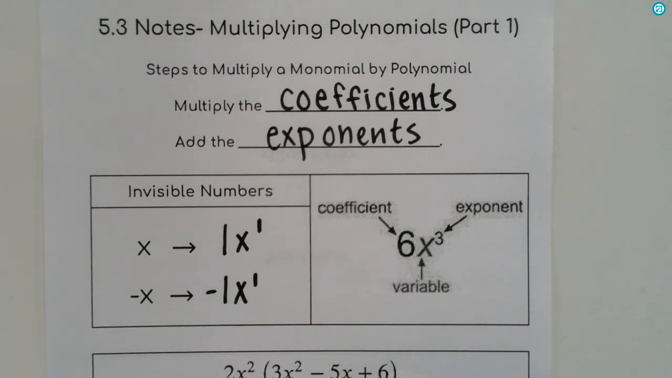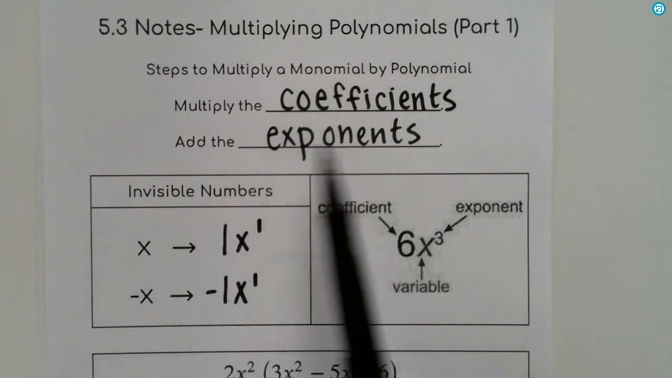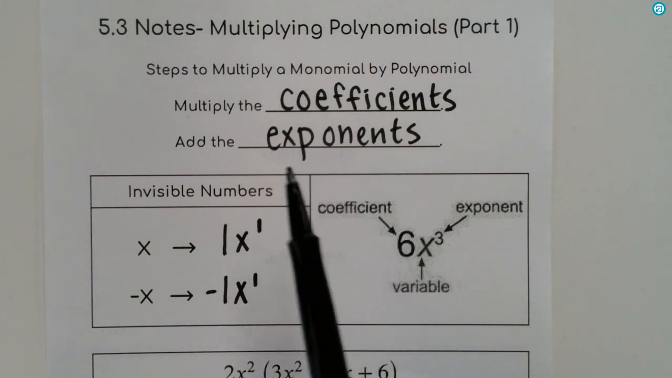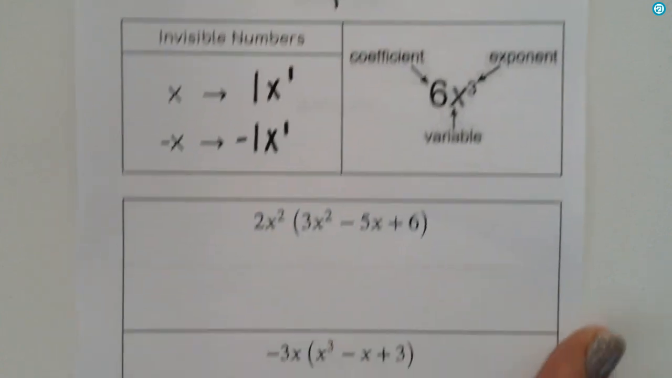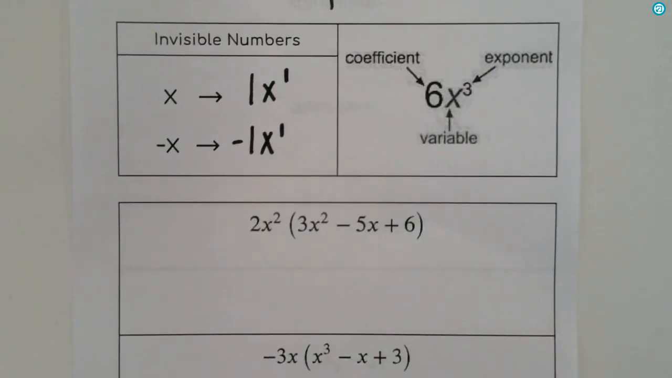What we're doing today is essentially big distribution problems. When we multiply the coefficients, we add the exponents. So that's what you got to remember. Multiply the big numbers, add the little ones. So moving down to my first problem here, I've got 2x squared times 3x squared minus 5x plus 6.